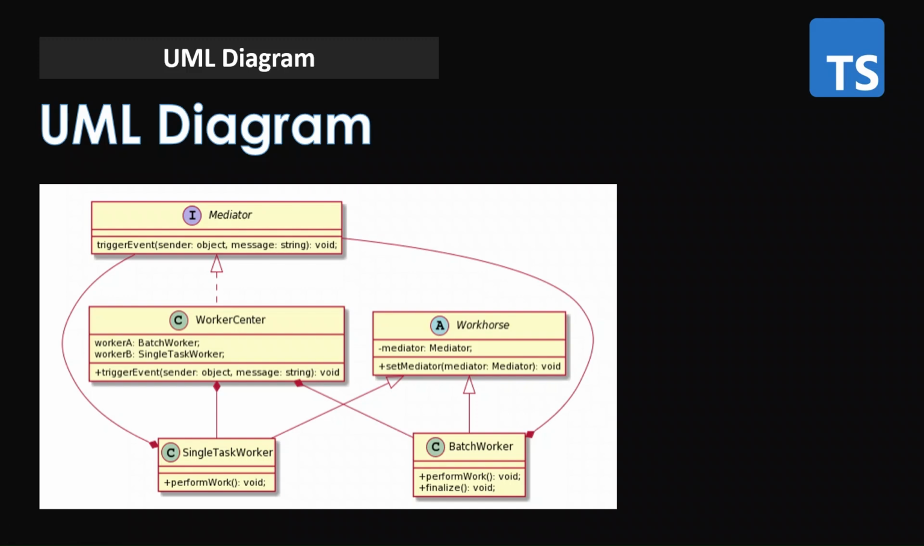So let's say, for example, you do not want to directly call the batch worker class from the single task worker class, or vice versa. Instead use the mediator, which is set by the common workhorse abstract class that both single task worker and batch worker inherit from. So the mediator object will be responsible for triggering different methods or events to either single task worker or the batch worker. Alright, so now we will be moving on to our IDE to implement this.